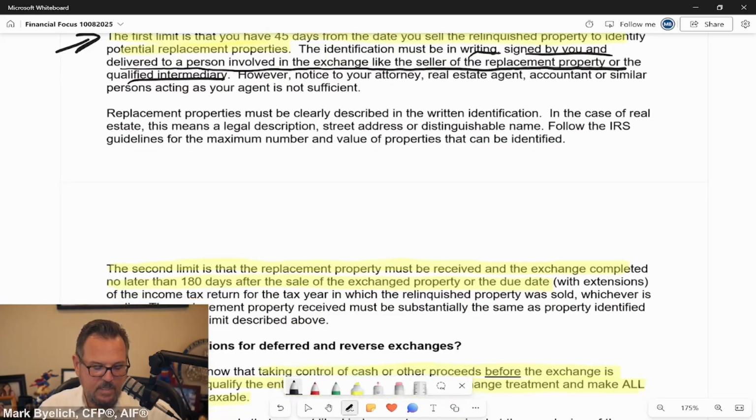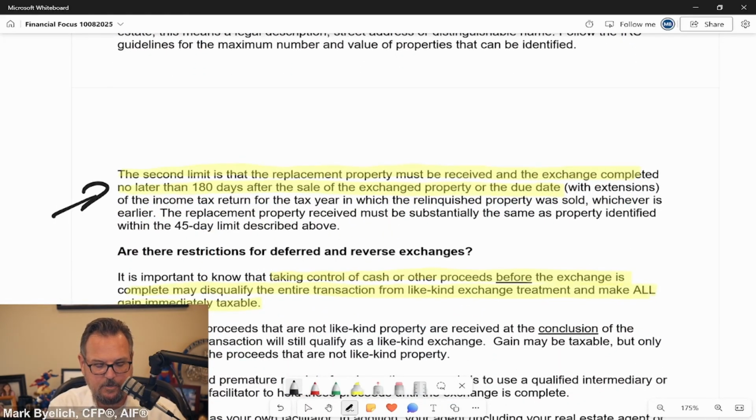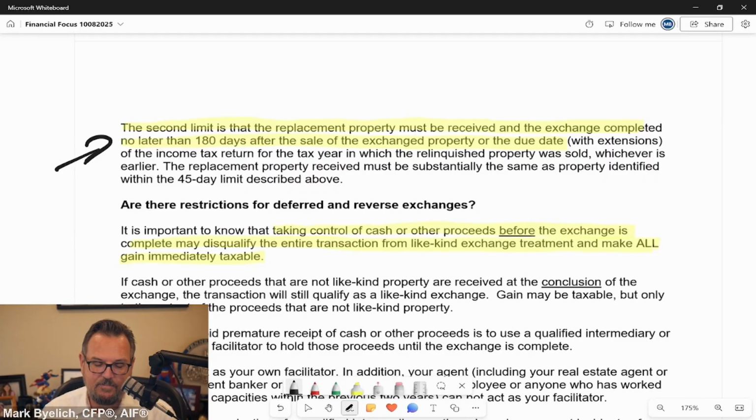The second time limit right here is that the replacement property must be received and the exchange completed no longer than 180 days after the sale of the exchange property or the due date.